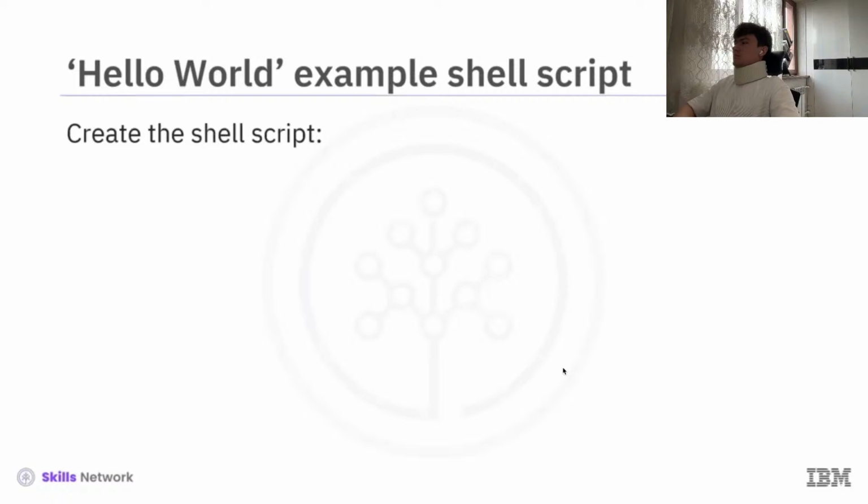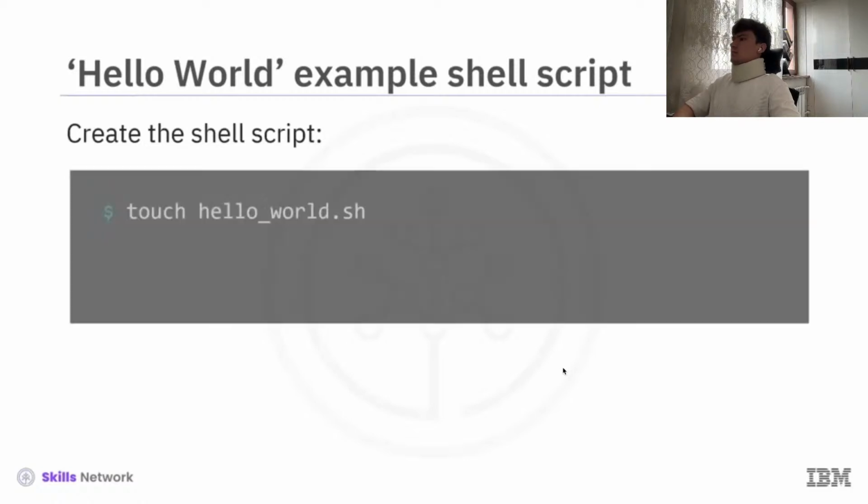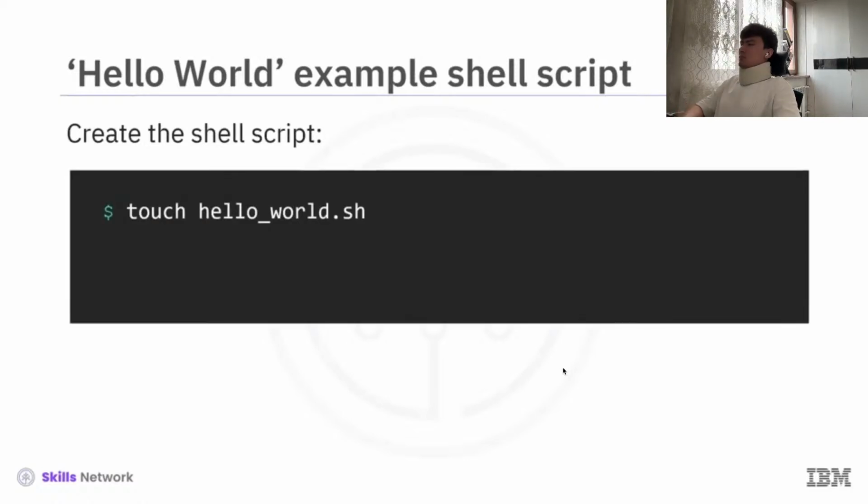Here we demonstrate how a shell script can be used to run a program with a simple Hello World example. From the command prompt, you can create a simple Hello World shell script as follows. Use the touch command to create an empty text file called helloworld.sh. The .sh extension is a convention used to indicate that the file is a shell script.